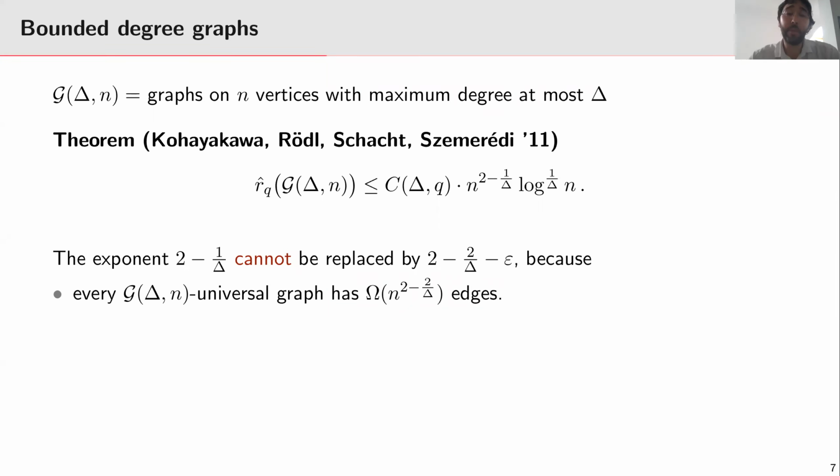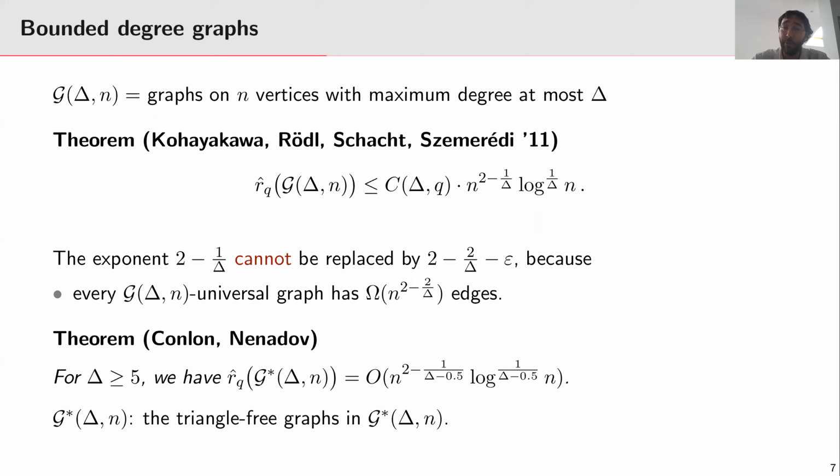know. This rather recently was improved by Conlon and Nenadov. They did something a little bit funny, so let me stress. If we look at delta at least 5 and we look at not all of bounded degree graphs, but just the triangle-free ones, then they said we can change this 1 over delta to a 1 over delta minus 1/2. So this is a small improvement, but it's actually a very nice improvement.